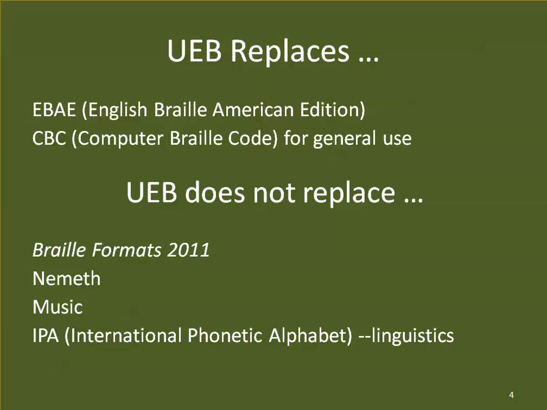UEB does not replace Nemeth for those areas that are using Nemeth. The United States is the only country that is using Nemeth now. Canada used to. They're not anymore. They're using UEB Math. Some places in the United States are, at least for right now, deciding to use UEB Math, but for the areas that are using Nemeth, Nemeth still stands. Music and the International Phonetic Alphabet, which is used for linguistics. Most of us never see it, never touch it, thank goodness. But those two codes, music and IPA, are already international codes, and so UEB does not touch those.